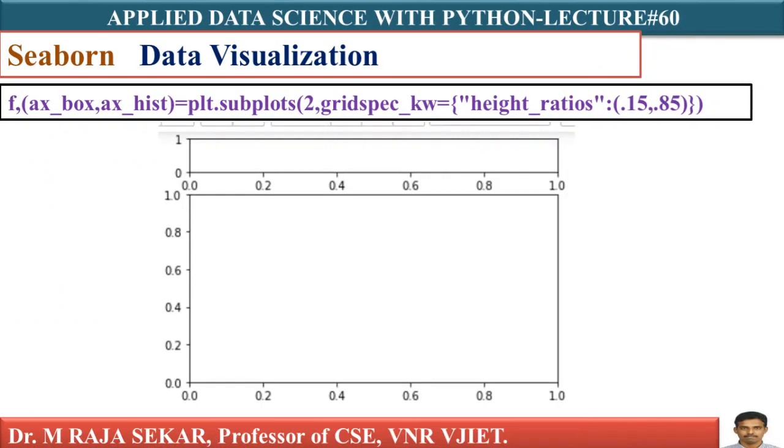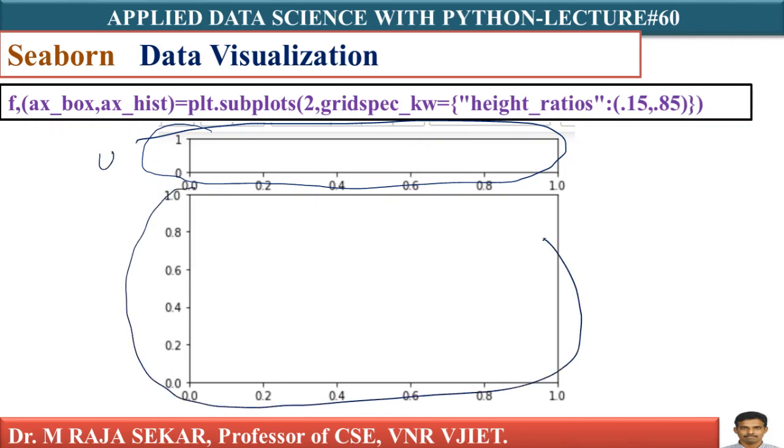Here if you see, there is only a small space for the upper part, isn't it? And there is a large space for the lower part. What is the meaning of upper part and lower part? This is a single window. I am splitting it into two parts. This one is the upper part, and this one is the lower part. The upper part has small space, whereas the lower part has large space. We will try to understand what that means.